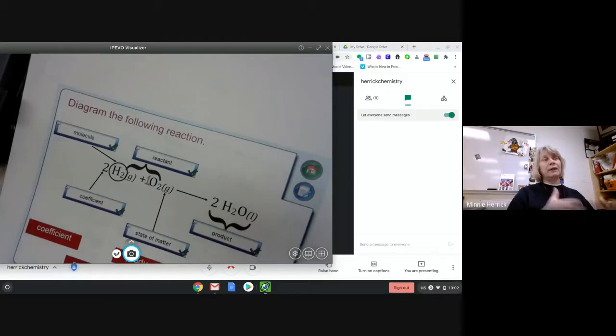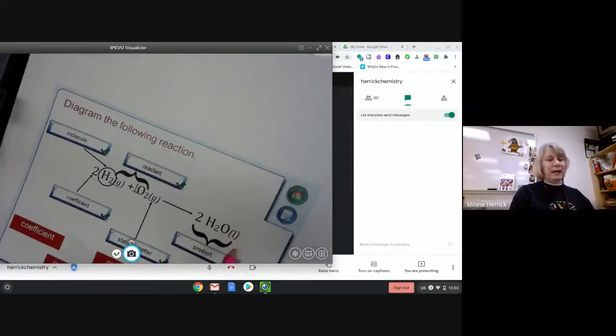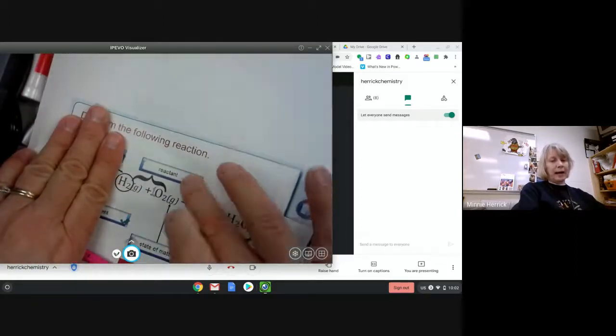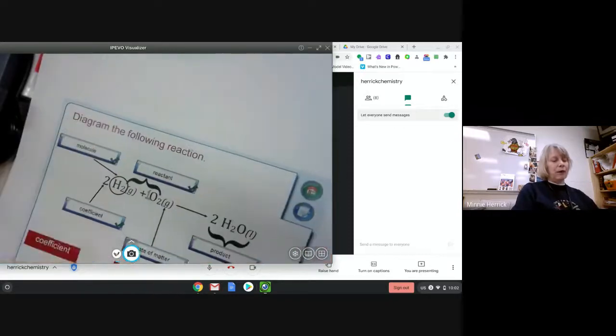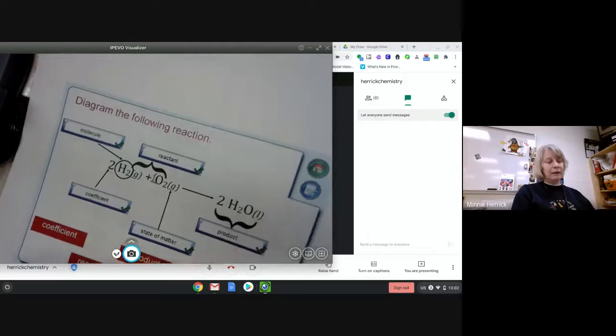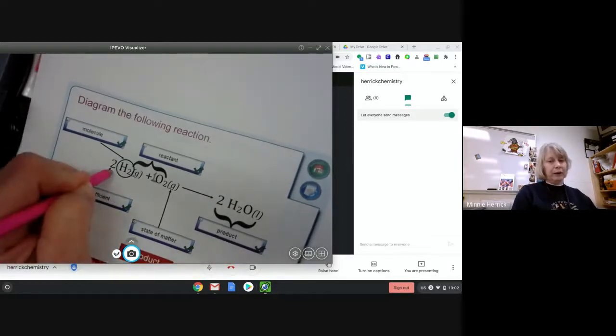If it's under enough fiery conditions, you actually can make a gaseous water too. But when you're on the left side, we're going to call them reactants. And when we're on the right side, we're going to call them a product. Okay. Now notice we have the 2 here and the 2 here.